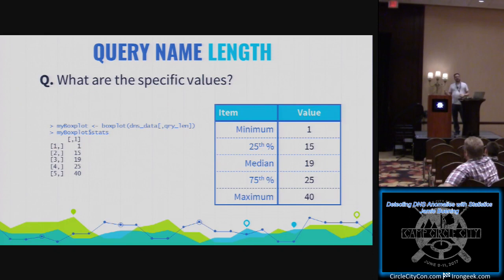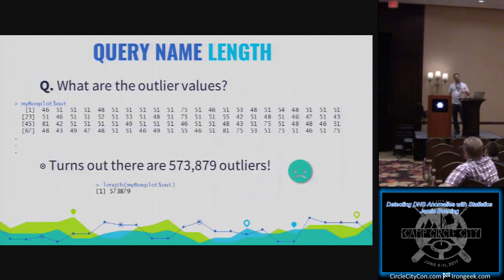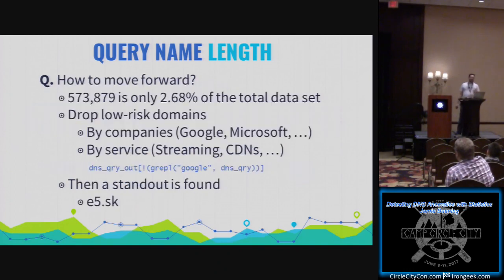In our case, that maximum is the one that we're most interested in. We're interested to find the queries that were above 40, because for our data set, those are outliers. If we look at the $out set of values, these are the actual values that are outliers. So you can see there's 40s, 50s, some 80s in there, even 70s. And here's where we run into the problem again with this large data set, is that we have over 500,000 outliers based on our data set. So that's going to be kind of difficult to struggle through.